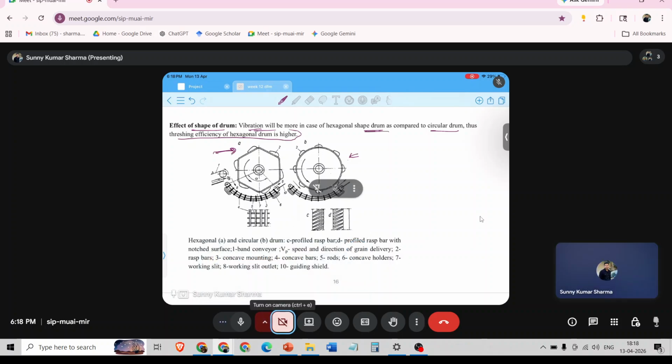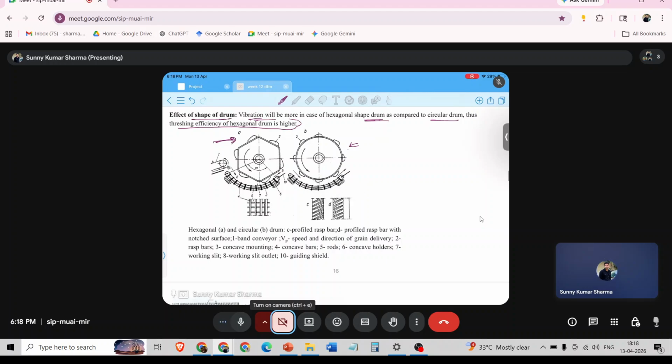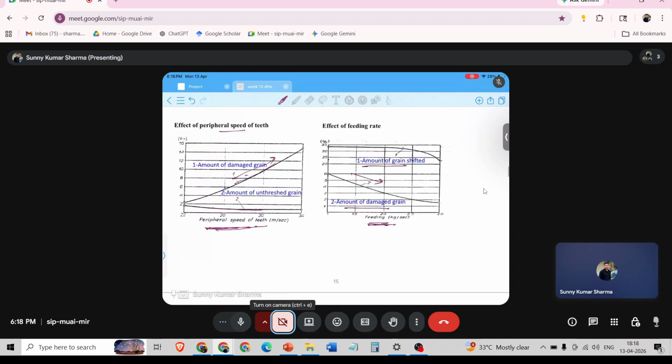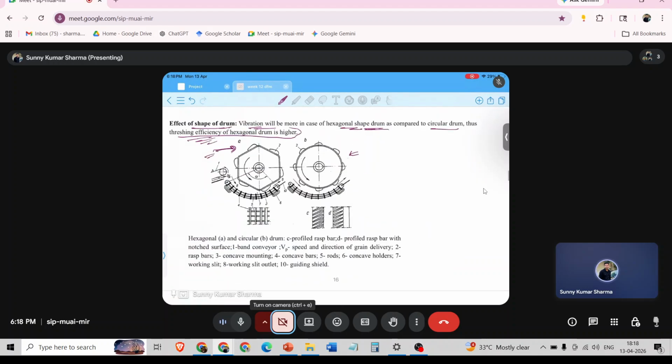So effect of shape of drum is there. In hexagonal there is more vibration, so threshing efficiency will be more. As we have seen, the vibration also affects threshing efficiency. So more vibration, more threshing will be there.